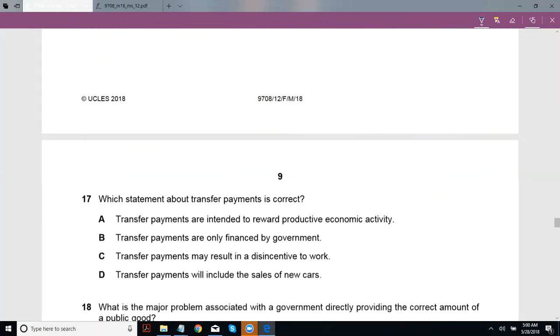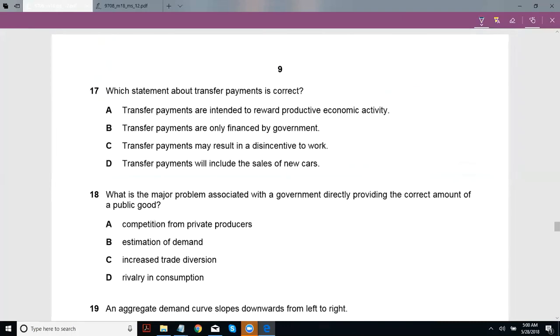Which statement about transfer payments is correct? So transfer payments are basically payments that are made without any good or service received.